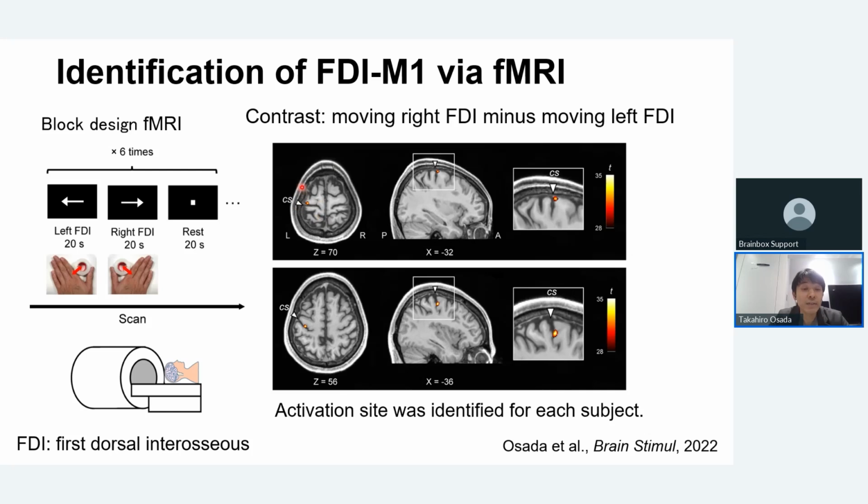There was variability in the depth of the FDI-M1 relative to the cortical surface. In some subjects, the FDI-M1 was located at the cortical surface like this. In others, the FDI-M1 was located deeply in the central sulcus.